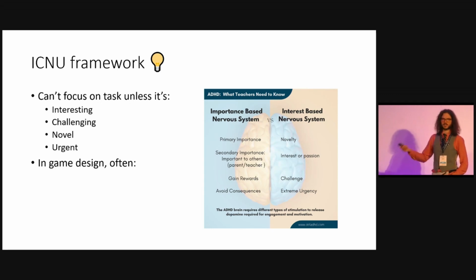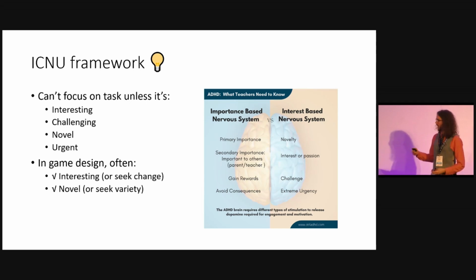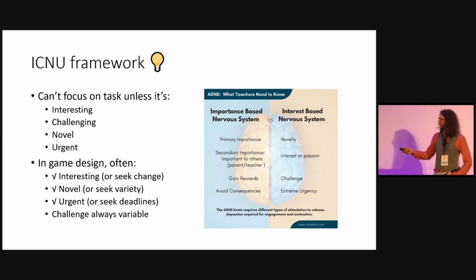But in game design, we often find that our work is interesting, right? We're here to make games. We love games. We're doing novel things, like a game designer's tasks change almost daily sometimes, but definitely monthly. And there's always urgency. If you don't have urgency, probably indie. Challenge ends up being quite variable, right? Even though game design is an incredibly difficult job as a whole, on a day-to-day basis your tasks are not always challenging to you, right?